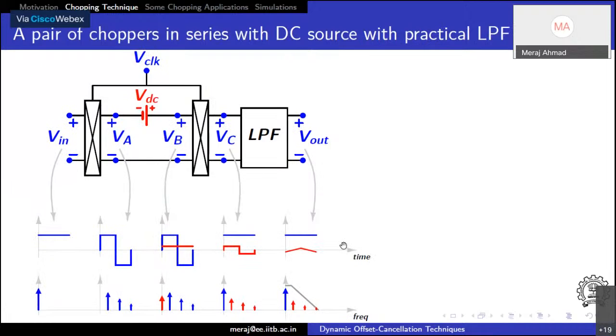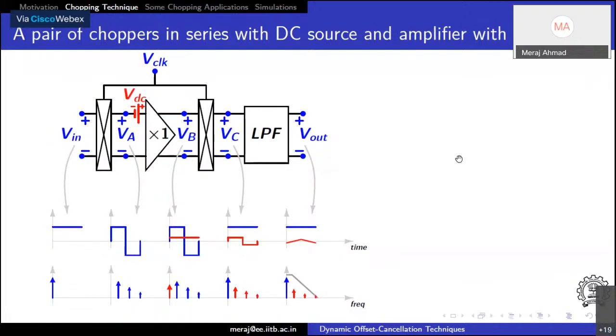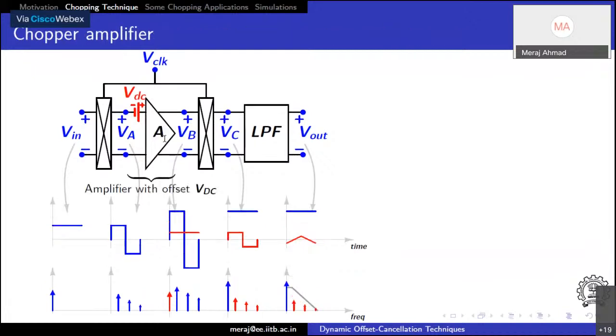Now, this was a DC offset. This is all just to build up how a chopper amplifier is made. Now what if I have an amplifier of magnitude 1 here in the center, something like this? The spectrum will be exactly the same because nothing has changed. Whatever input was, VA plus VDC, is exactly what VD is. Now what if we have a gain here, an amplifier with a gain A?